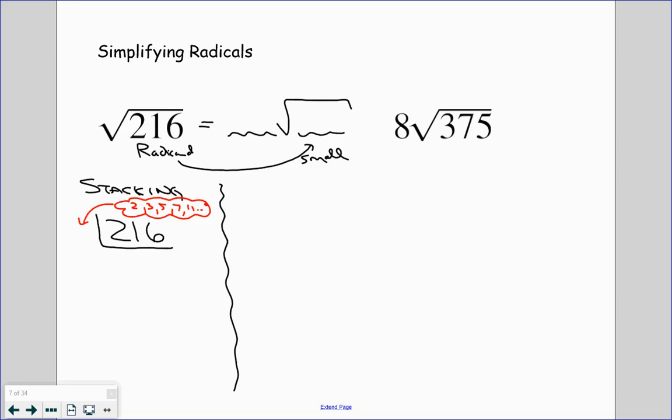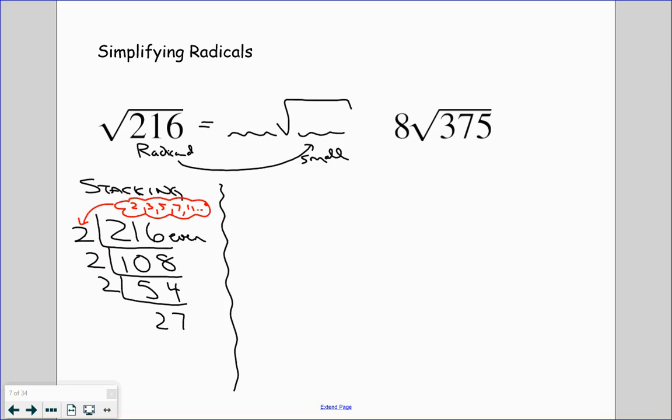So since it is even, what am I guaranteed will work? 2. So using your calculator or your brain, 216 divided by 2 is 108. Since it's even, I'm going to stick with the 2. I get 54. 54 is even. I'm going to stick with the 2.